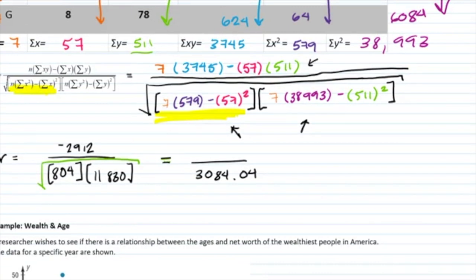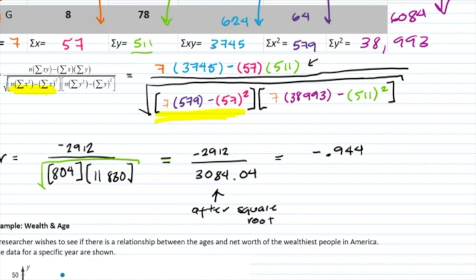84.04, negative 2912. So this is after the square root. And then when I calculate the correlation, I get negative 0.944. So the next thing we have to do is talk about the direction. It is a negative correlation.